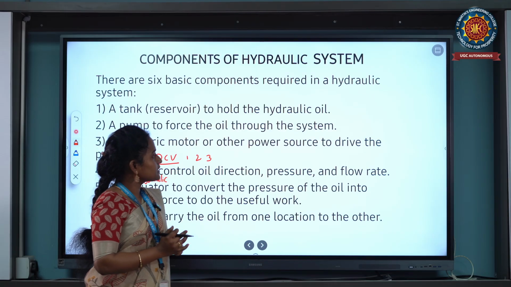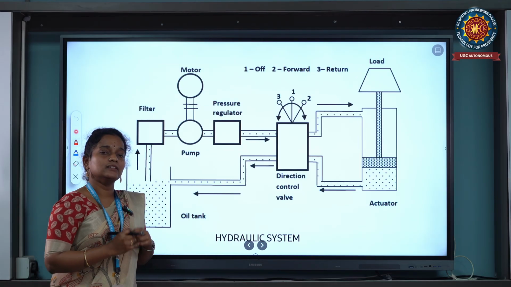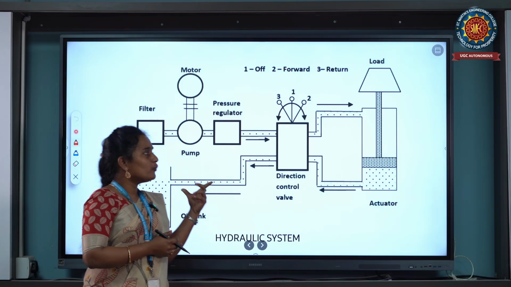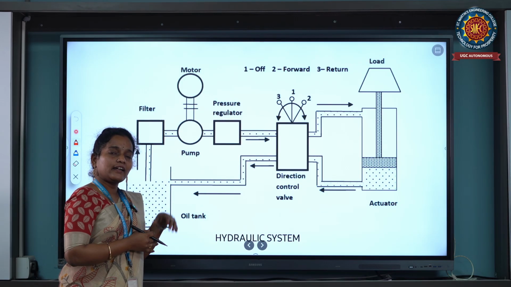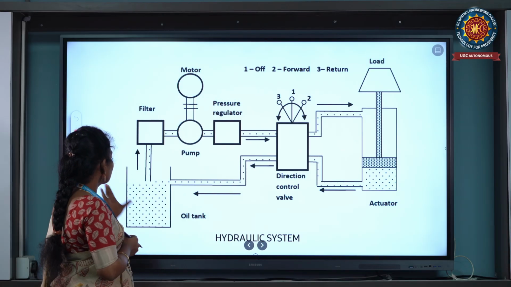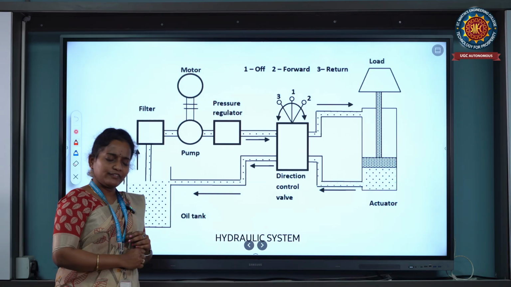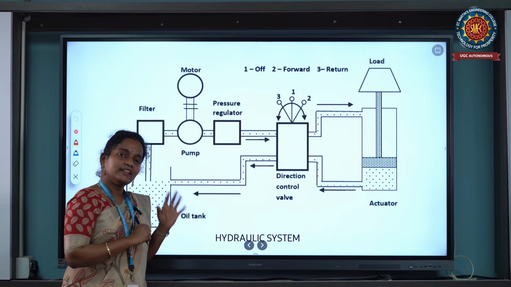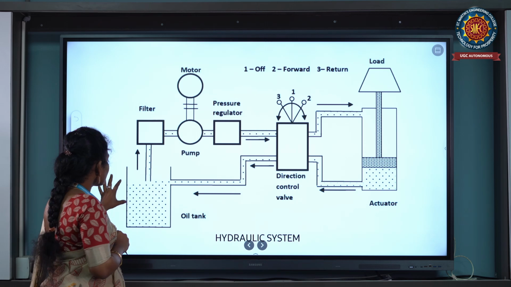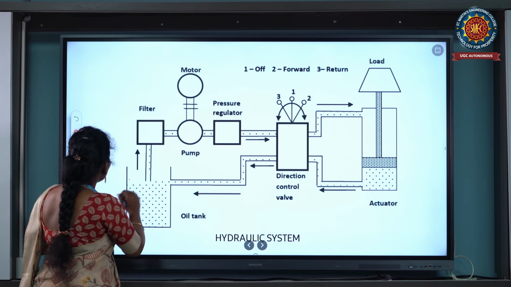Now we have to discuss the schematic diagram of the hydraulic system. We have to discuss clearly what components are involved and what the working is here. For example, the first one is the oil tank. We already discussed that a hydraulic system consists of 6 components, right? In those 6 components, the first component is the oil tank. Observe here, this is an oil tank.